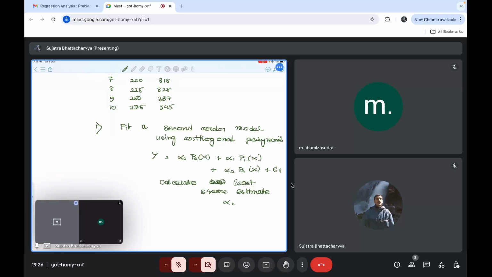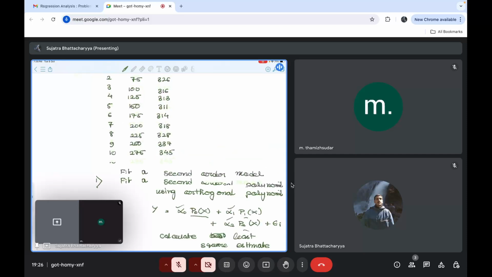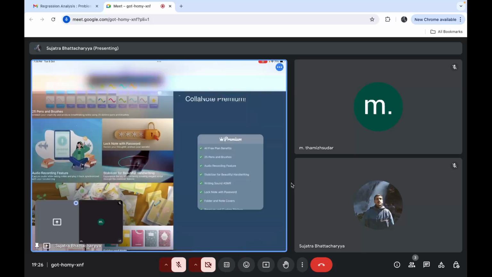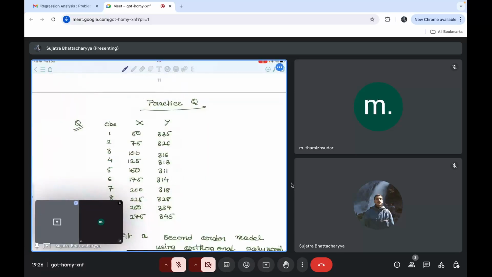To fit that orthogonal polynomial model, you need P naught x, P1x, and P2x. Then only you will fit, right? Because ultimately these coefficients are required. So I will write it here with some other color. This is P naught, this is P1, and this is P2. P naught is very easy, always one. So no need to worry about this. P naught xi is always one.